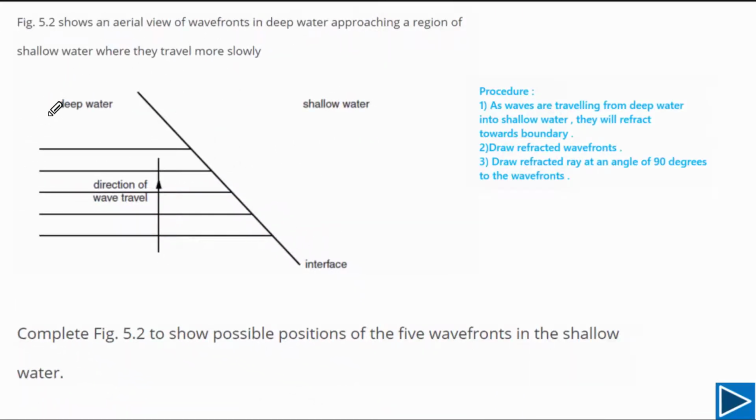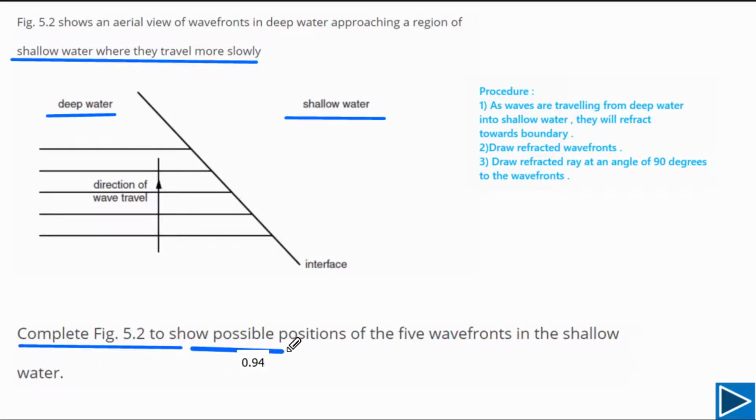For this question, it is given to us that waves are coming from deep water and they're moving towards shallow water. It is also given to us that in shallow water, the waves are traveling more slowly as compared with deep water. So it simply means that deep water is optically less dense medium and shallow water is optically denser medium. For this question, we need to complete figure 5.2 to show possible positions of the 5 wavefronts in the shallow water.